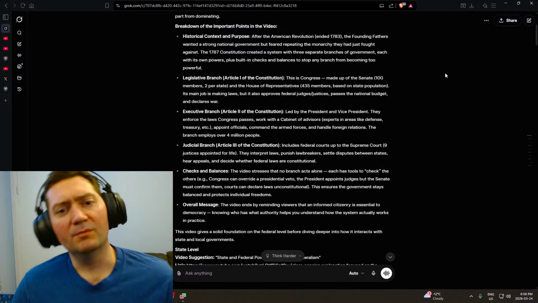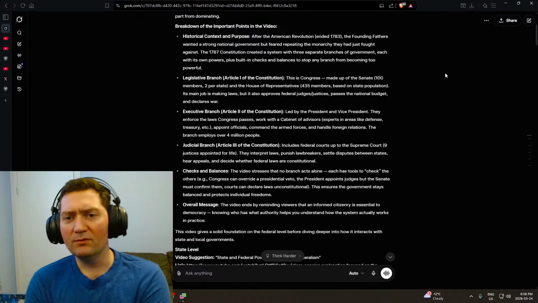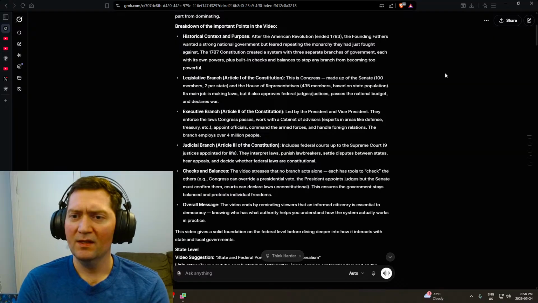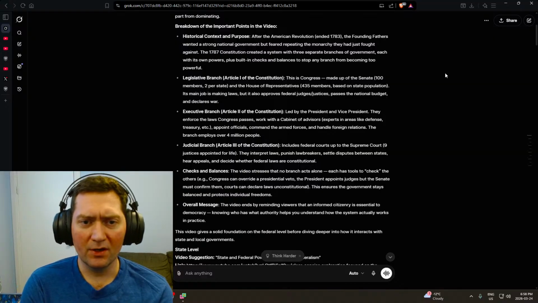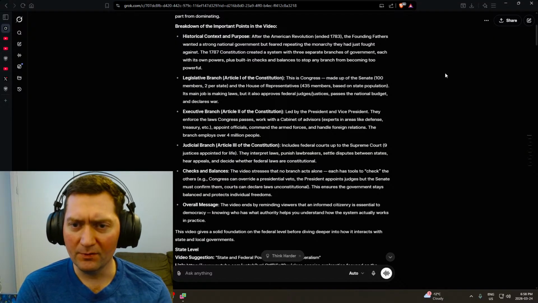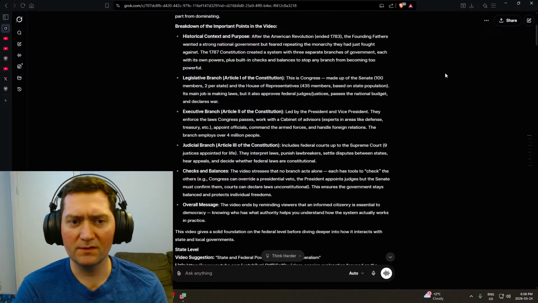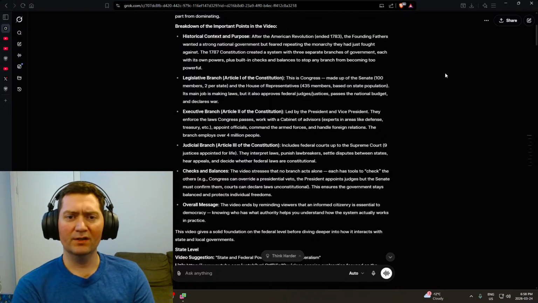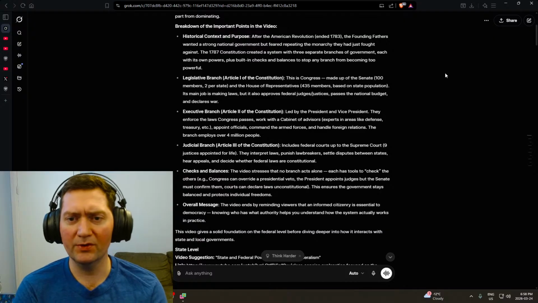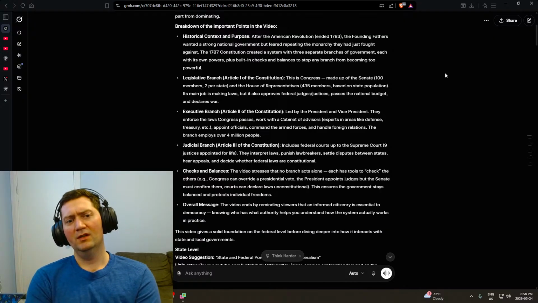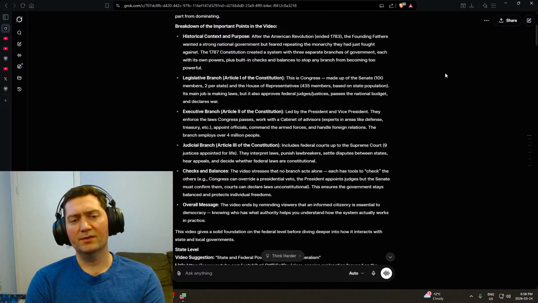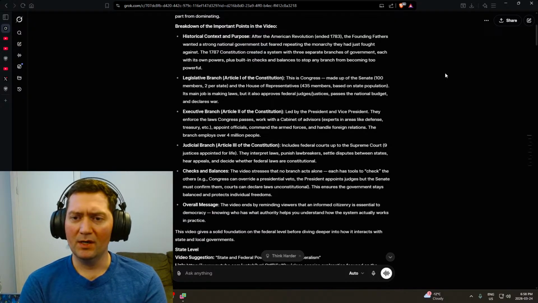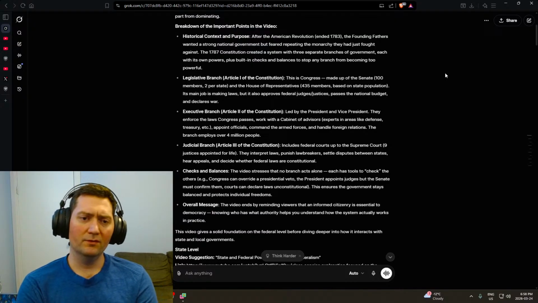Historical context and purpose. After the American Revolution that ended in 1783, the Founding Fathers wanted a strong national government but feared repeating the monarchy they had just fought against. The 1787 Constitution created a system with three separate branches of government, each with its own powers, plus built-in checks and balances to stop any branch from becoming too powerful.